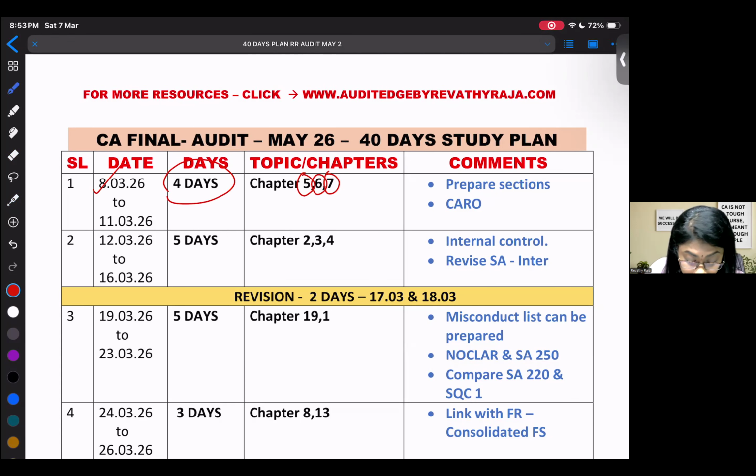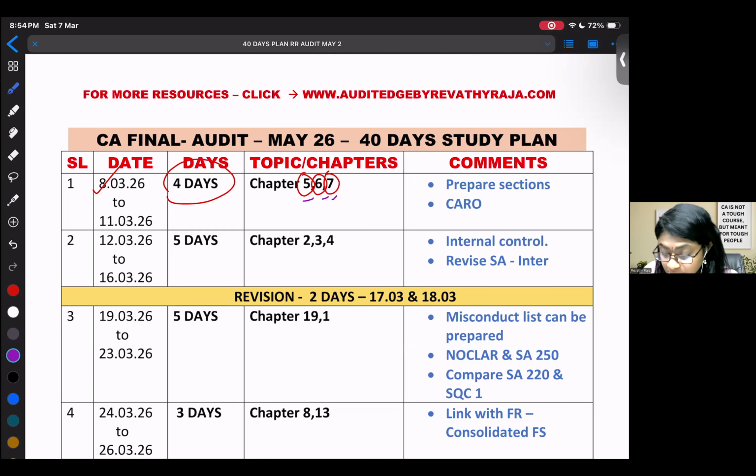Now, why did I select these chapters first? Because chapter number 5 and 6 are the basic standards which we have covered for the CA intermediate. And chapter number 7, of course, we have the 700 series. In that, concentrate more on drafting. They can ask you to draft the opinion para, emphasis of matter para, other matter para. So you can allot roughly around 4 days for these three chapters: chapter 5, audit evidence, chapter 6, completion and review, and chapter 7, reporting.